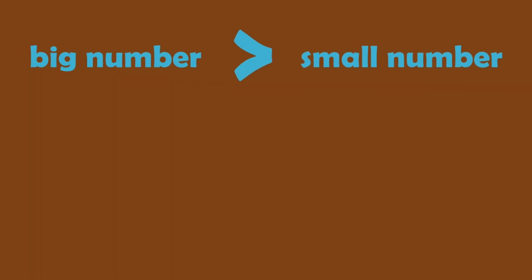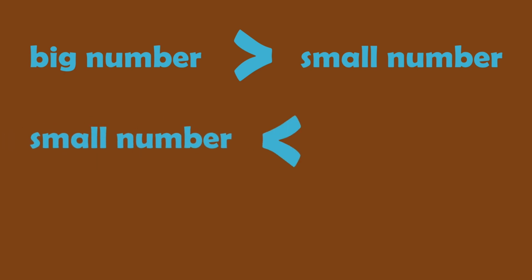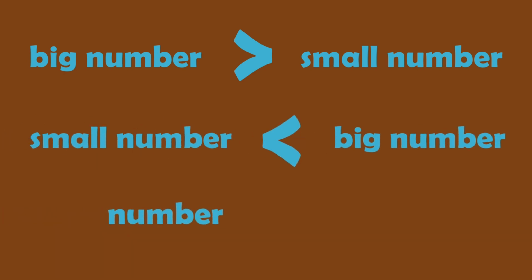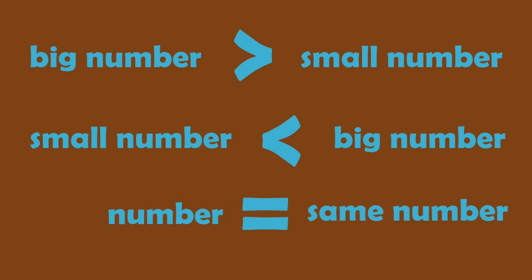And another thing to help us remember is that just like reading a book, we start on the left. So in comparing numbers, we read starting from the left, the big number is greater than the small number. The small number is less than the big number. Or a number is equal to the same number.